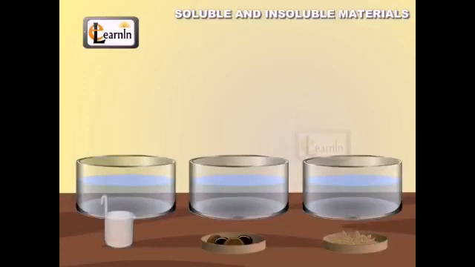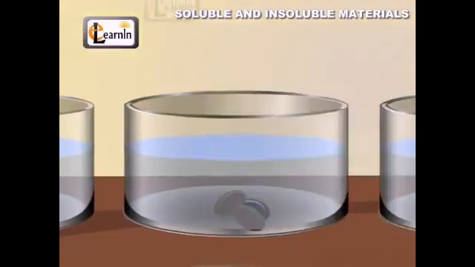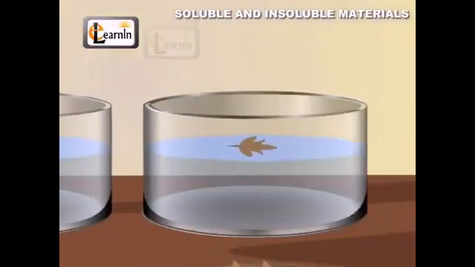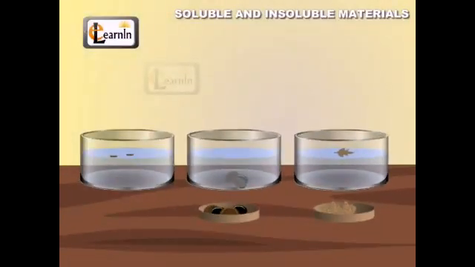Take 3 glasses of water. In separate beakers, take oil, small pebbles and dry leaves. Add all 3 materials to the 3 glasses respectively. Observe that oil floats on water and forms a separate layer. The pebbles sink in water and settle at the bottom of the glass. The dry leaves float on water as they are very light. This demonstration gives us an idea about objects that sink and float.